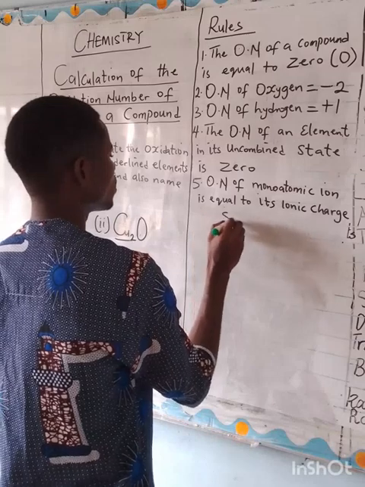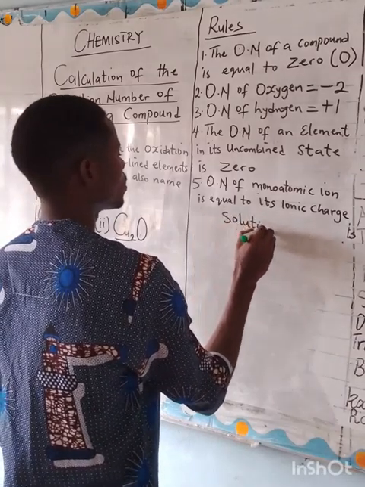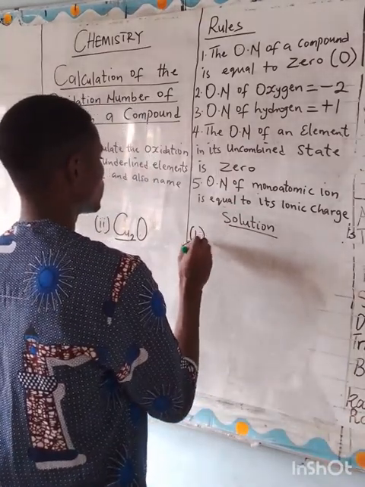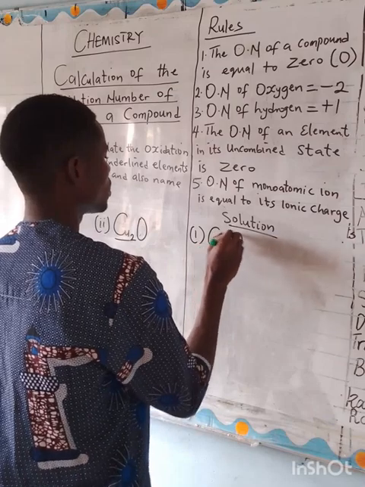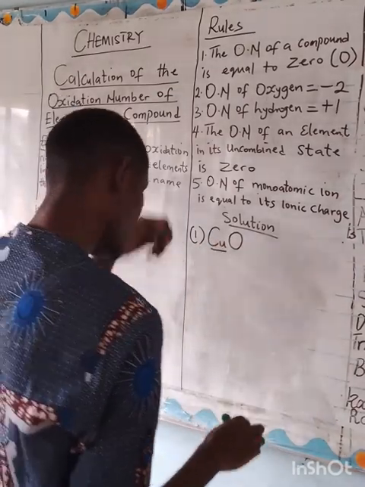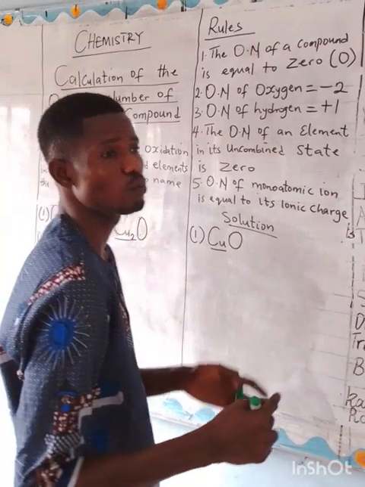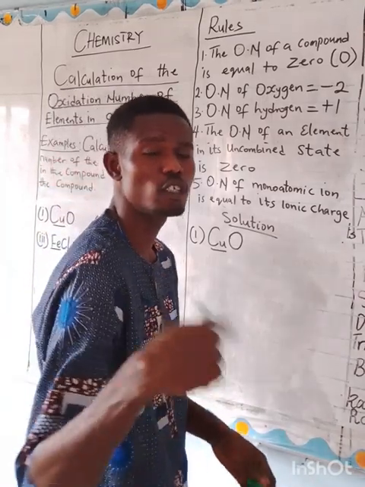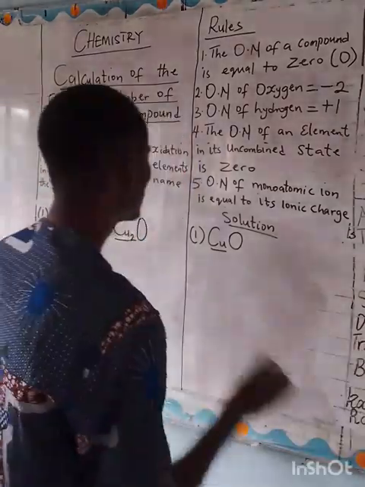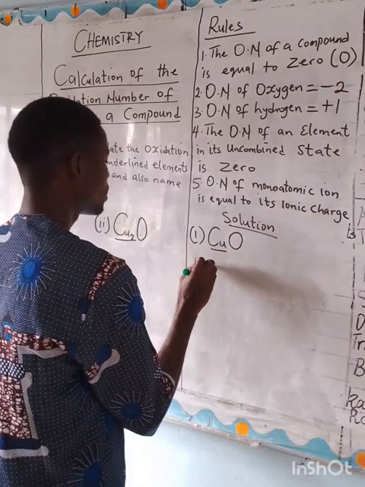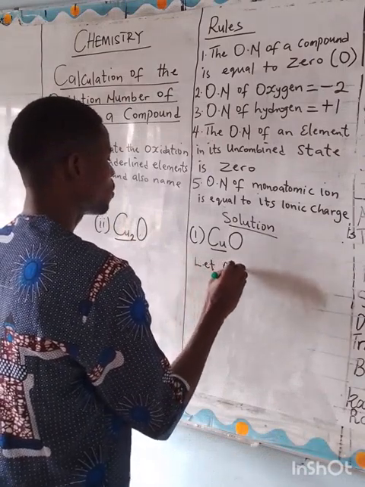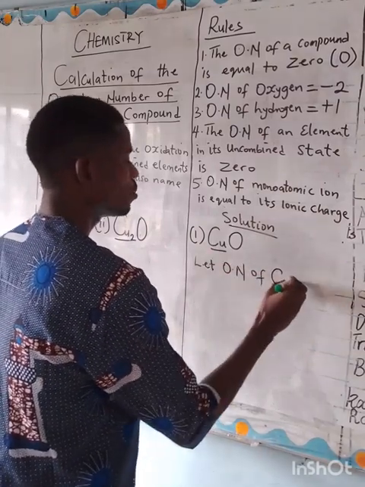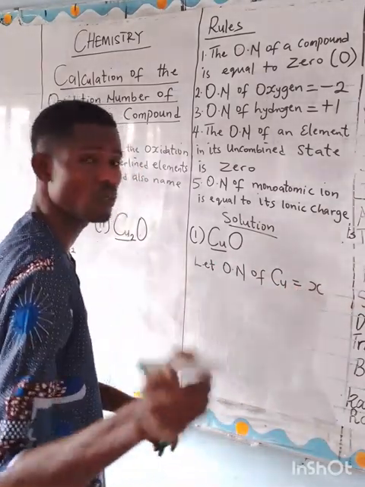Alright, solution. Number 1. Quickly. From the known we derive the unknown. So let's represent the oxidation number of copper as X because it is unknown.